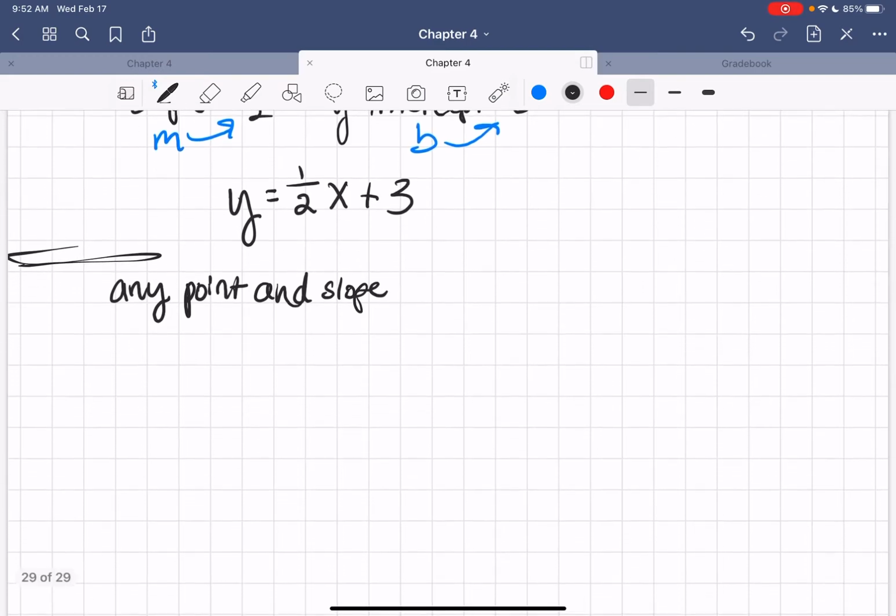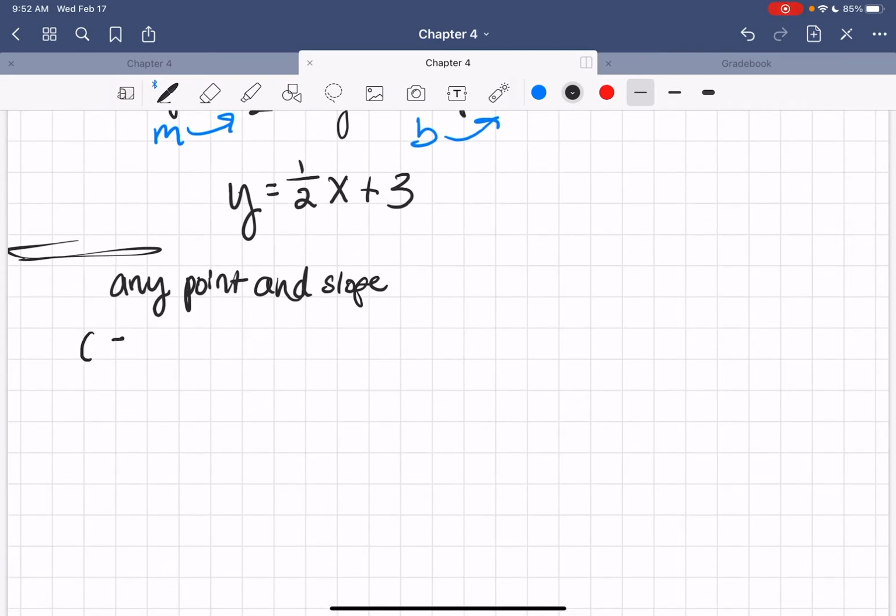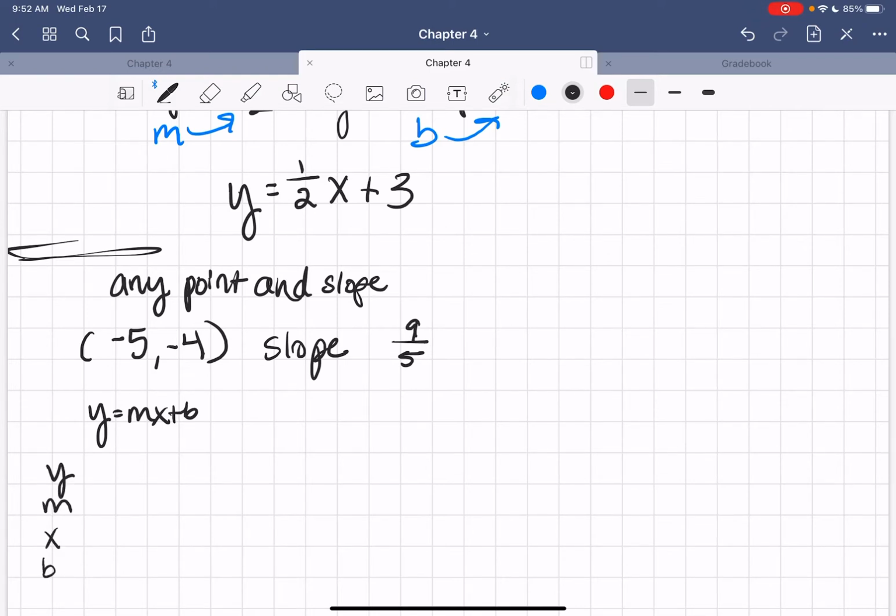So if they give you the point -5, -4, and you have a slope of 9/5, this is the type of problem, remember, where we do y, m, x, and b, and we figure out what we have, and then we solve for what we don't have. We do not know the y-intercept. We just know a point somewhere on there, and it's not the y-intercept.